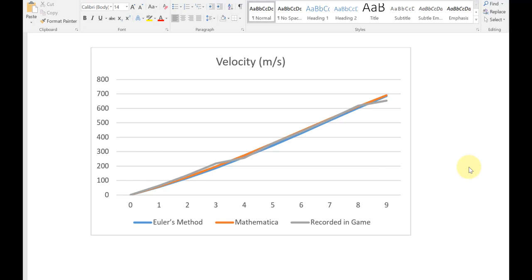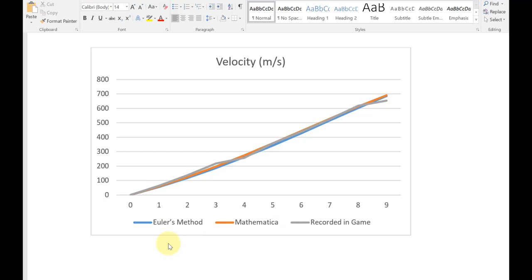Taking that data that I had in the table there and putting it in Excel and plotting it, I got a really impressive result here. The graphs of the velocity over time. Solving the equation with Euler's method, that's the blue curve. With Mathematica, that's the orange curve. And the gray curve is the data that I recorded in the game. It's obviously a really good fit, and that's really impressive, and that's what I wanted to share. So let's take a look at exactly how I got the solution numerically with Euler's method.